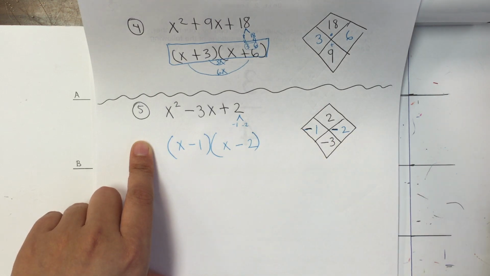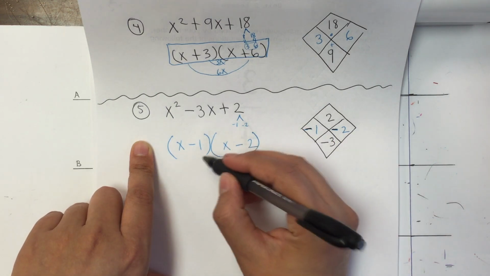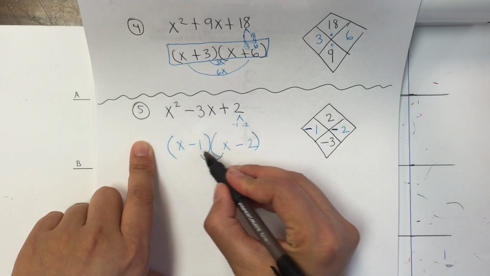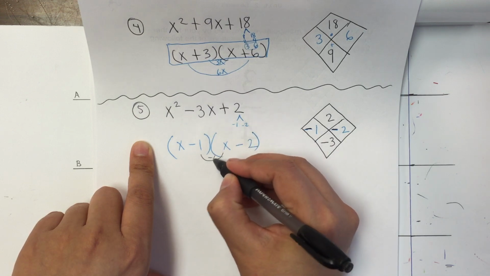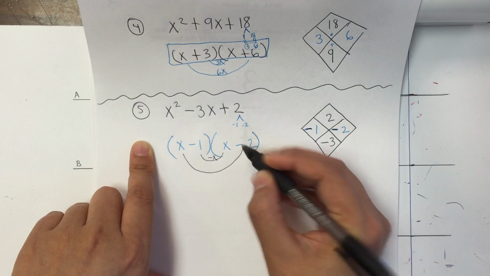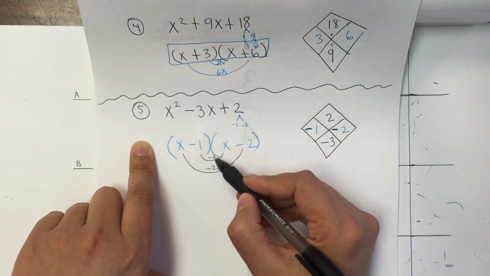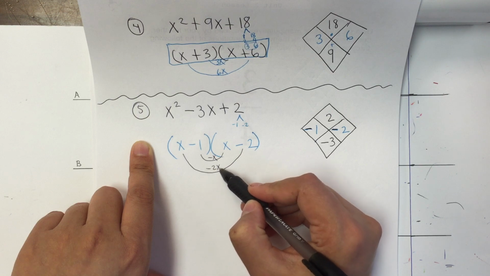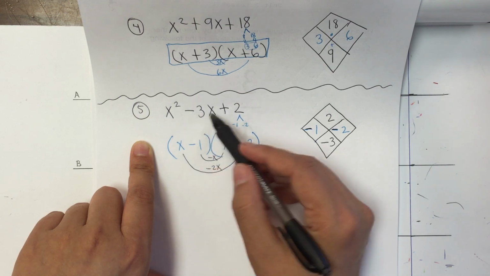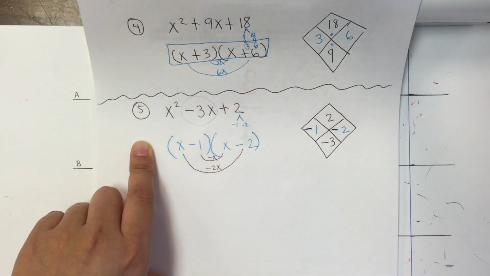Okay, if we want to check, -1 times x is -x, x times -2 is -2x, and together, if I owe 1x and I owe 2x, that means that I owe a total of 3x, which is check.